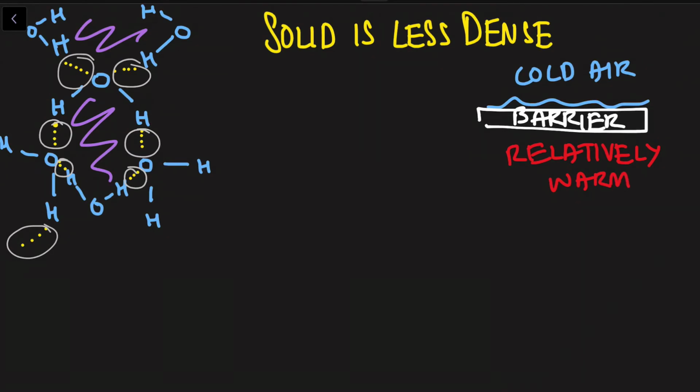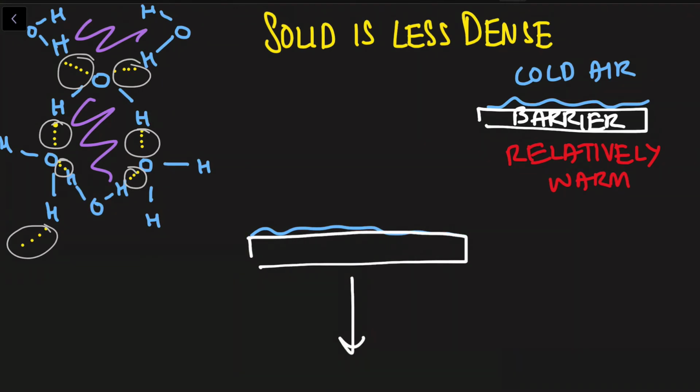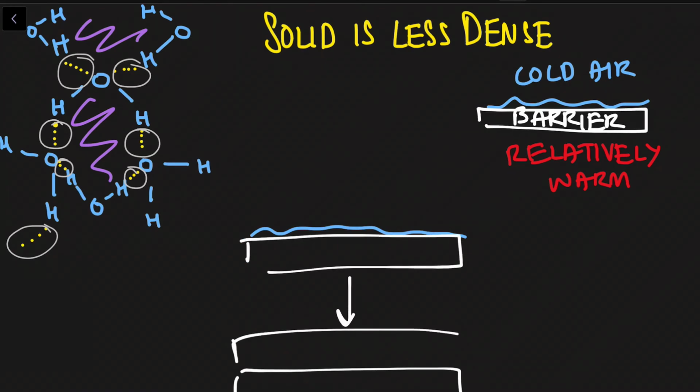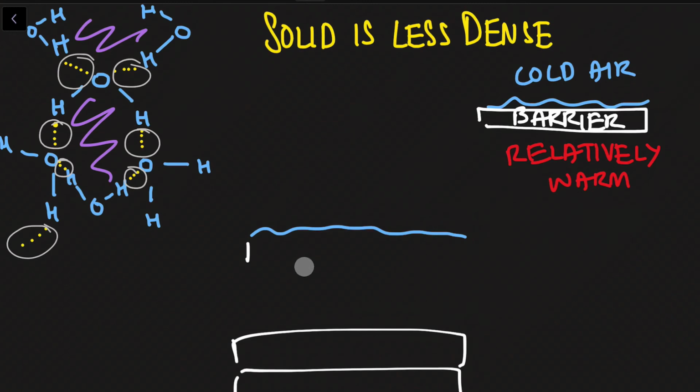But let's say that ice was more dense than water. If this happened in the winter, when the top layer of water froze into ice, the ice would sink to the bottom. And then you would have the top layer of water freeze again. And then it would sink to the bottom again. And this would repeat again and again until the whole body of water was frozen solid, which would not be sustainable for marine life. So that's why this is a very helpful and important property.